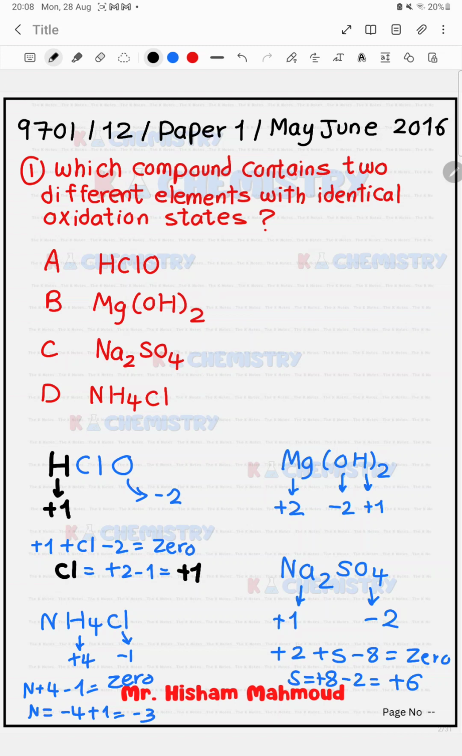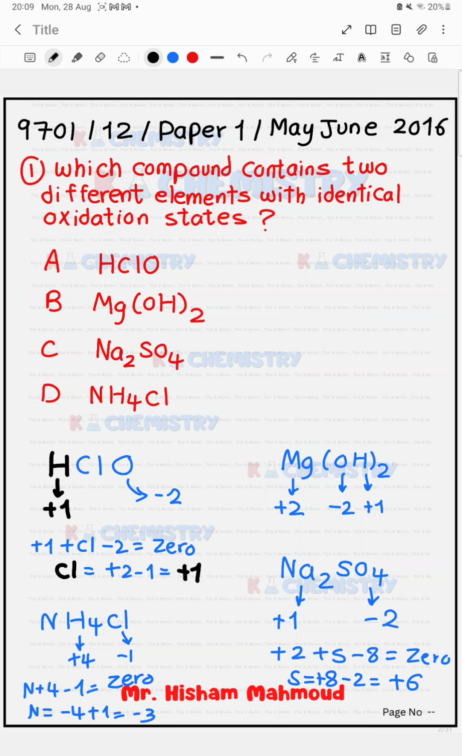in all of them. So we have HClO. H is +1 and oxygen is -2. So how to find chlorine? We know that the +1 of hydrogen plus chlorine plus -2 for oxygen is equal to 0. So if you put the -2 on the other side, it will be +2, and H on the other side, it will be -1. So chlorine will be +1. I can see here that the hydrogen and the chlorine are both +1.